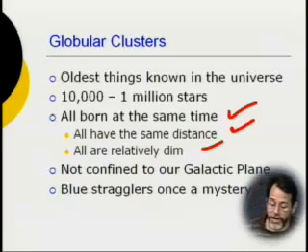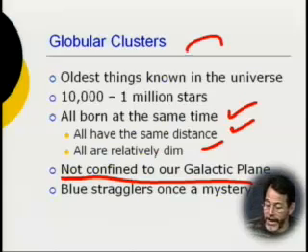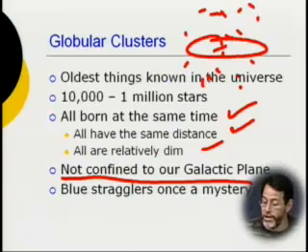What's interesting about globular clusters also is they're not confined to the plane of our galaxy. In fact, they tend not to like the plane of our galaxy. Randomly, you can find a couple close to the plane, but usually, if our galaxy is here, you see the globular clusters orbiting around the plane of the galaxy, not in it.